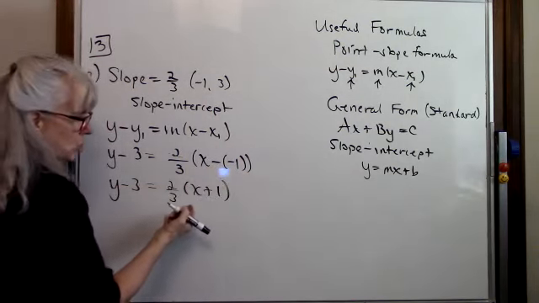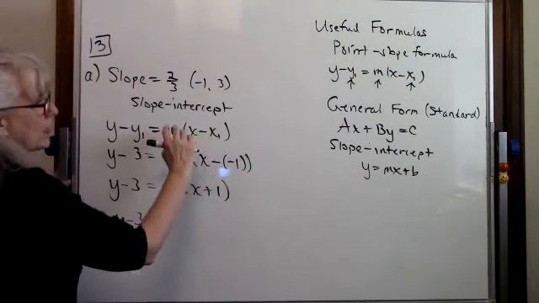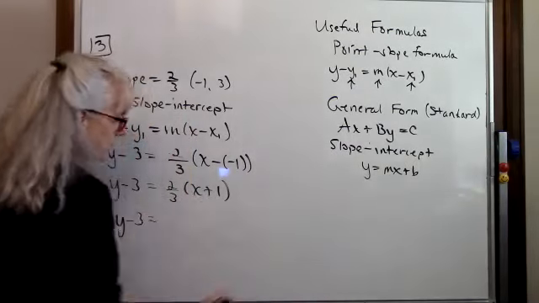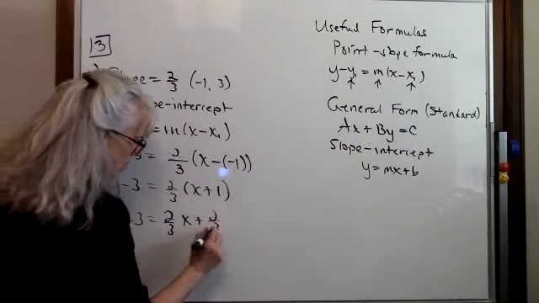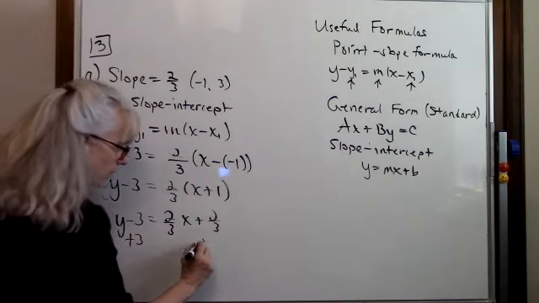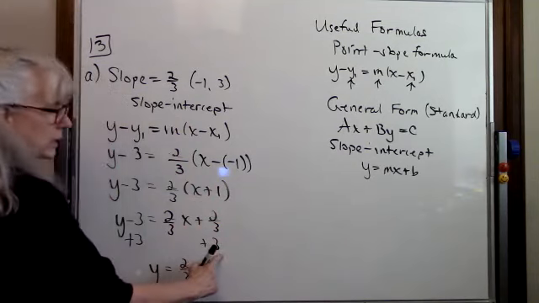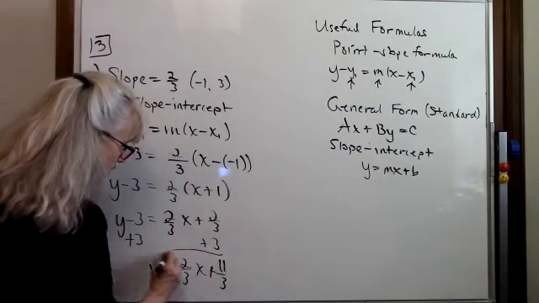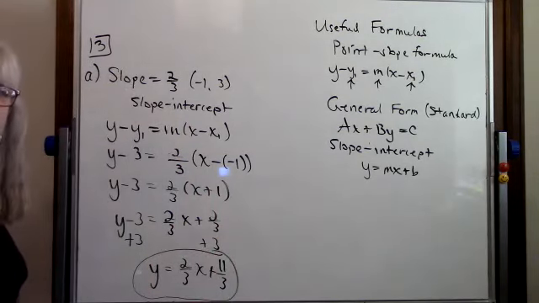Let's go ahead and distribute the 2/3 in. The reason we're doing this is because of what they want us to write the answer as. They want the y isolated, so we need to distribute first. That's 2/3 x plus 2/3. And then we'll add the 3 over. So y is going to be equal to 2/3 x plus, 3 is really 9/3, plus 2/3, which is going to give me 11/3. And there's my answer. So I've written the equation of the line that has a slope of 2/3 and passes through the point -1, 3.